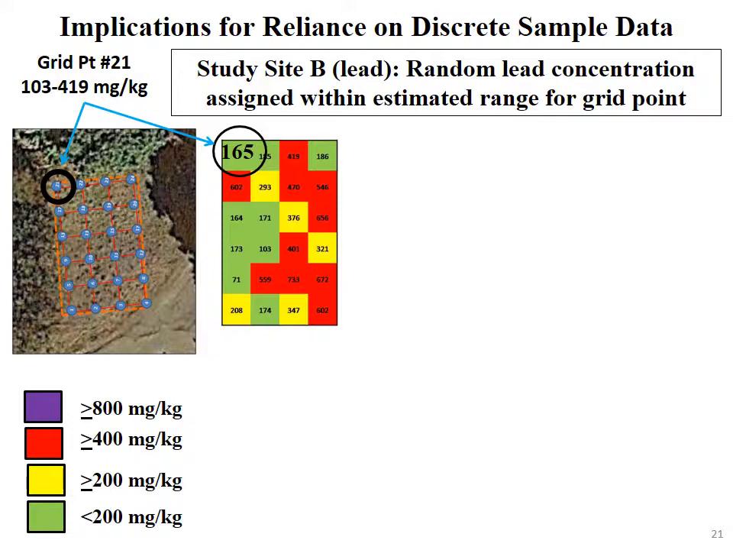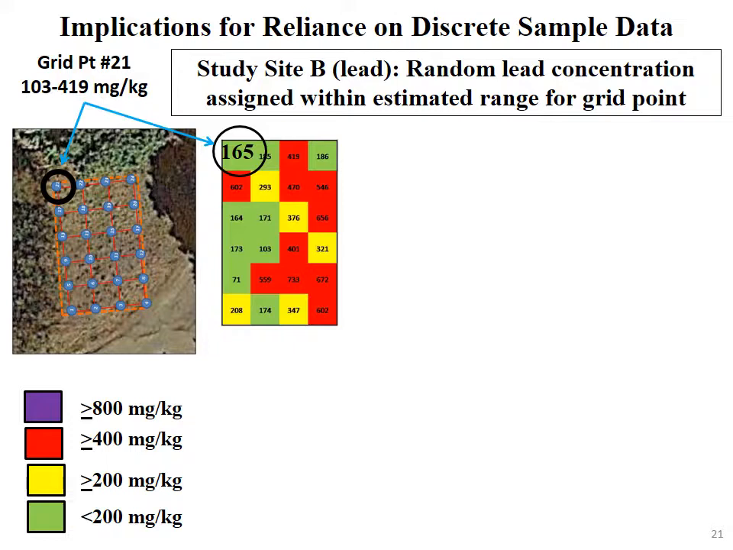Let's go back to the lead site again. Remember, here's a map of the 24 grid points at the lead site. At each grid point, we collected lots of co-located samples, and then we also looked at the variability within individual samples. So at each grid point, we could make a rough estimate of the range of concentration of lead that you would find in any given discrete sample collected around that grid point. For example, at grid point 21, based on co-located samples and in-sample variability, we estimated that any given discrete sample around that grid point would range somewhere between 103 and 419 ppm. So we could estimate a range for every grid point.